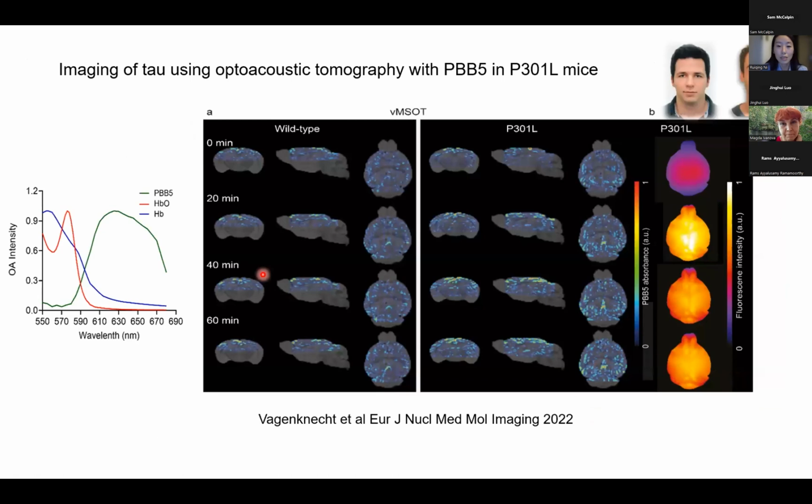This study was done by PhD students Patrick and Arthur. We can see that compared to the wild-type mice, the PS19 tau mice have a higher accumulation, for example at 60 minutes, which we consider the retention time, in the hippocampus and in the cortex. We also followed simultaneously by fluorescence imaging, which indicates the same pattern.